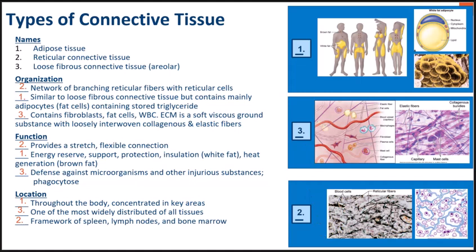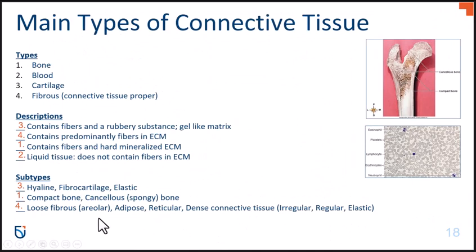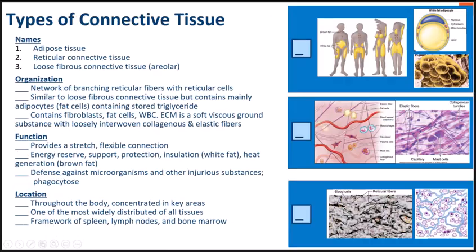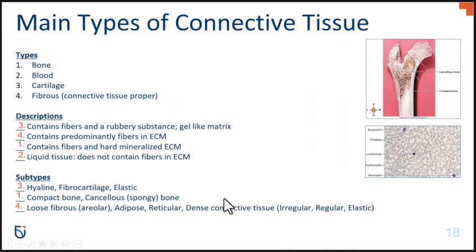Okay, so before we move on, let's make sure that we're understanding where we're at. What we just spoke about was fibrous connective tissue types. We looked at loose fibrous areolar, adipose, and reticular, right? These three here. And now what we're going to look at is dense connective tissue, which has its own subtypes.